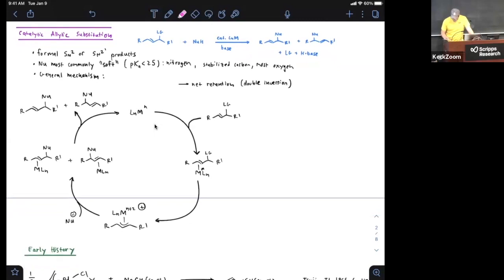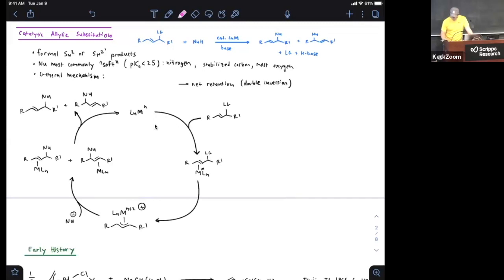Here's the general mechanism. Initial coordination of the low valent metal to the alkene, as Elin taught us, and then expulsion of the leaving group to generate the eta-3 pi allyl, which of course has the ability to toggle through haptotropic shift into eta-1 form.